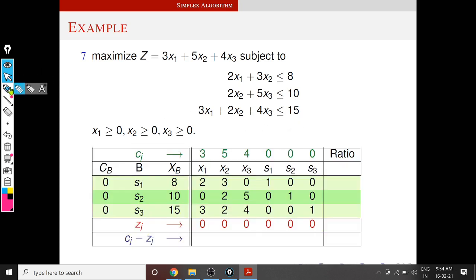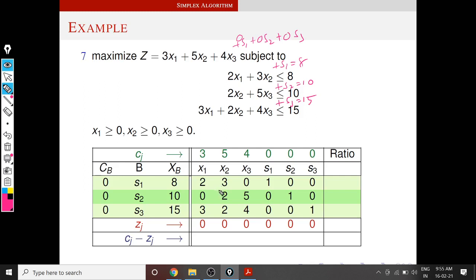So first of all we have to write the standard form. The standard form is: maximize z equals 3x1 + 5x2 + 4x3 plus 0 times s1 plus 0 times s2 plus 0 times s3. And the constraints become plus s1 equal to 8, plus s2 equal to 10, and plus s3 equal to 15. The equations change like that, and s1, s2, s3 are non-negative.